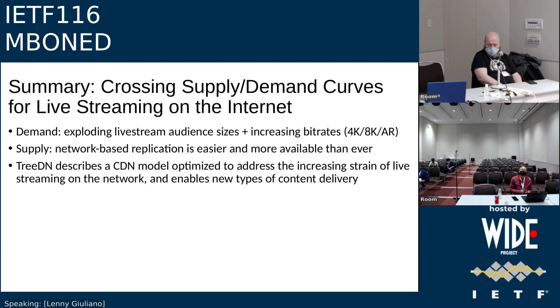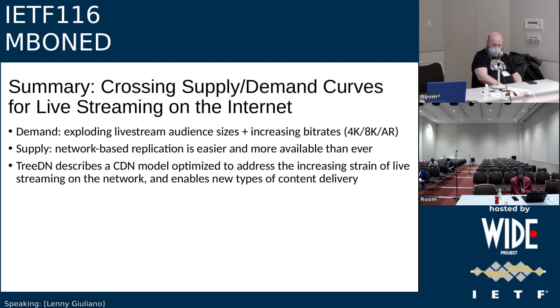So to summarize, we may be at a point where supply and demand curves are crossing. Demand meaning the demand for network resources because of live streaming. Up until now, maybe we haven't needed multicast. Live audience sizes weren't big enough, or bit rates weren't large enough. But now we're beginning to see tens of millions of simultaneous viewers of stuff at really high bit rates.